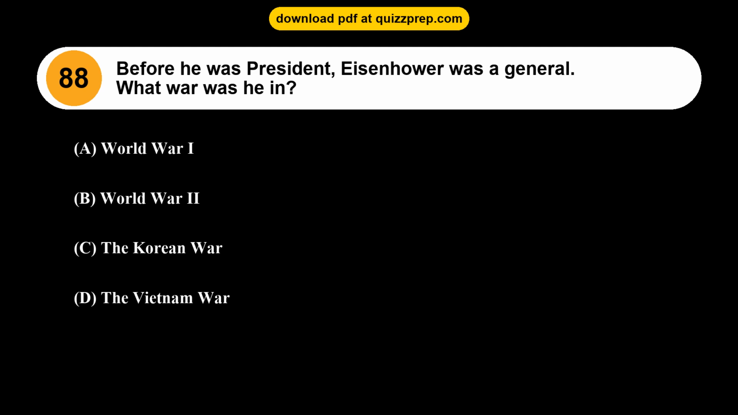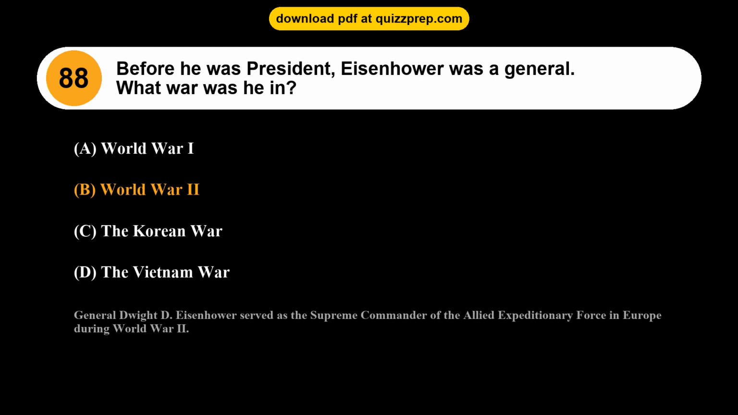Question 88. Before he was president, Eisenhower was a general. What war was he in? Option A, World War I. Option B, World War II. Option C, the Korean War. Option D, the Vietnam War. The correct answer is option B, World War II. General Dwight D. Eisenhower served as the supreme commander of the Allied Expeditionary Force in Europe during World War II.